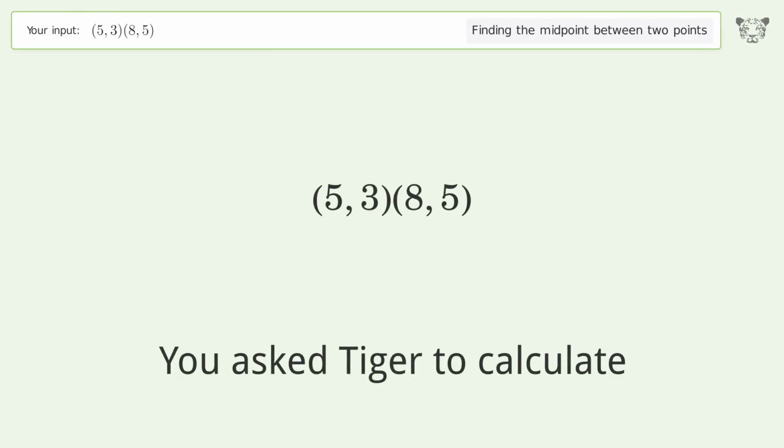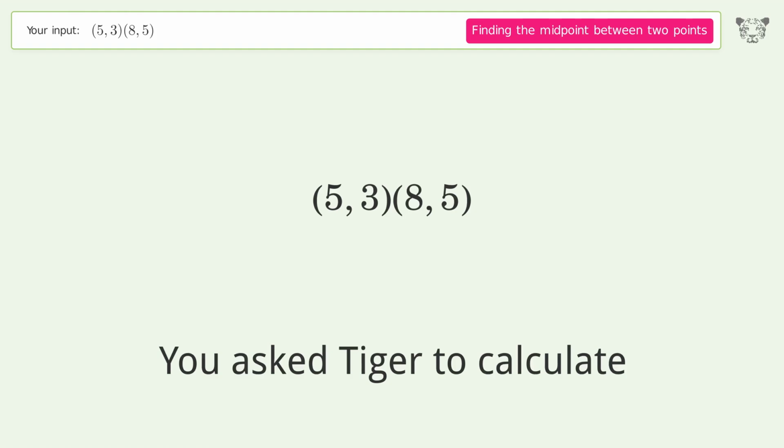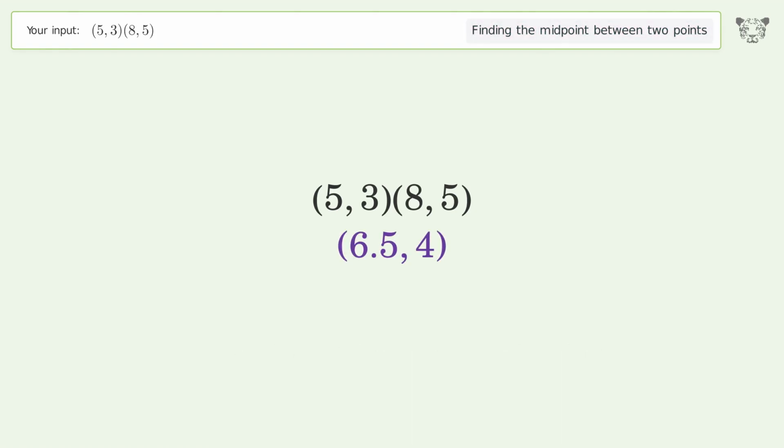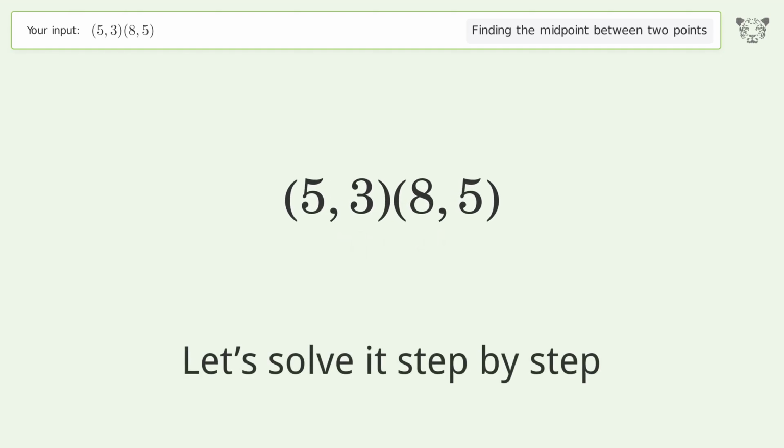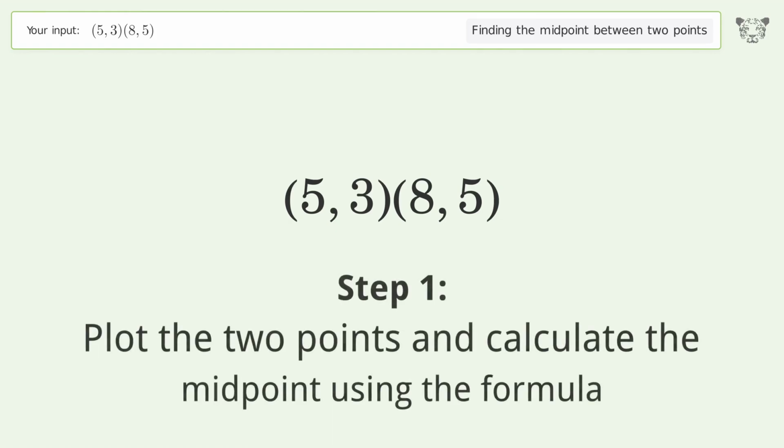You ask Tiger to calculate. This deals with finding the midpoint between 2 points. The midpoint between the 2 points is (6.5, 4). Let's solve it step by step. Plot the 2 points and calculate the midpoint using the formula.